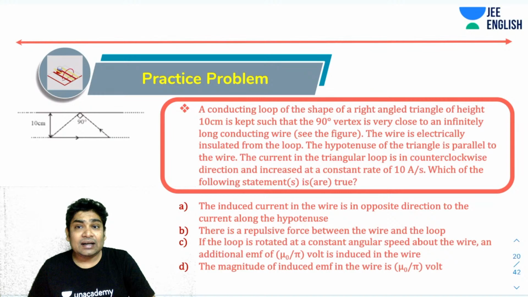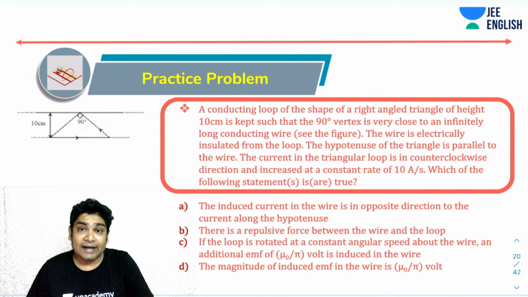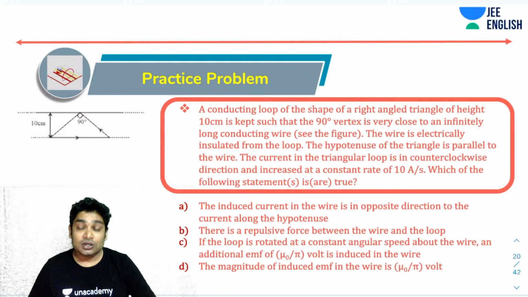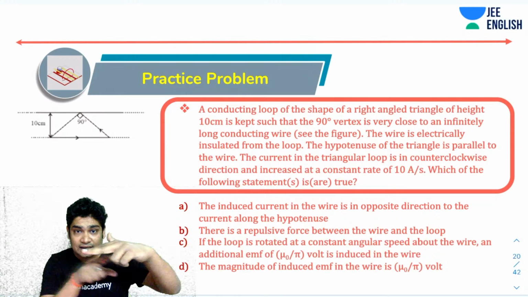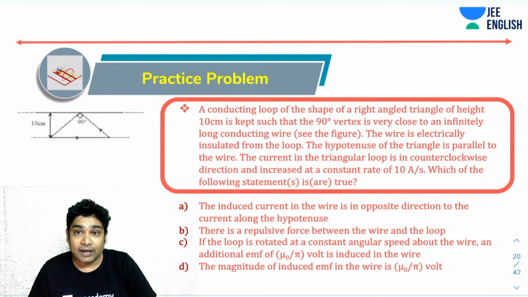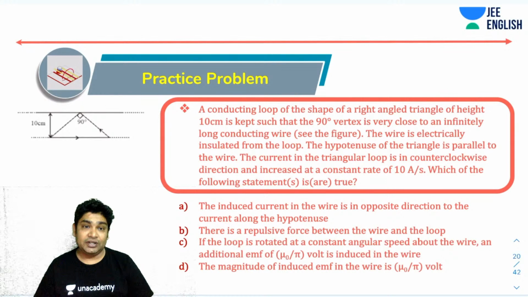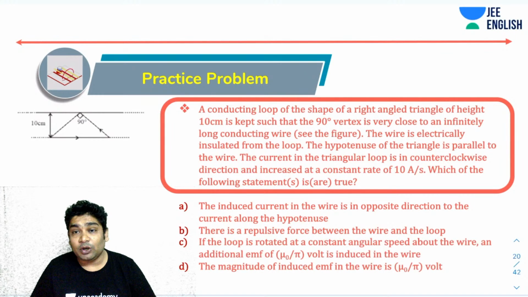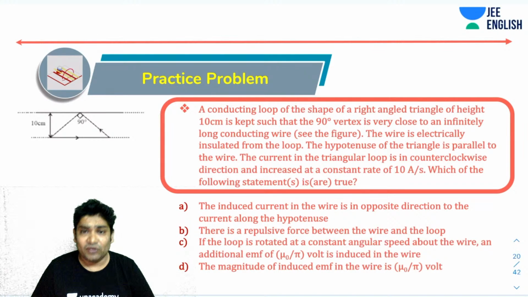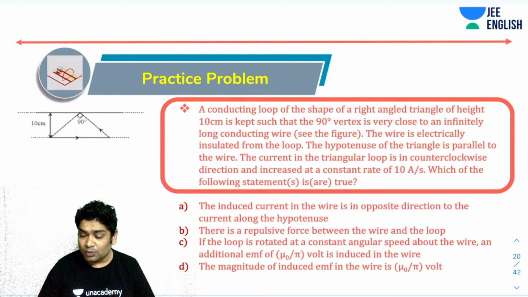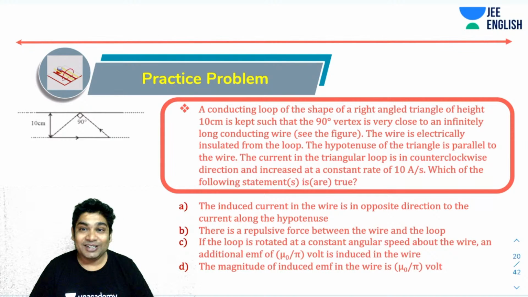You have been told that a conducting loop in the shape of a right angled triangle of height 10 centimeter is kept such that the 90-degree vertex is very close to an infinitely long conducting wire. You can see the figure. There is an infinitely long wire and a right angled isosceles triangle, and the height of the triangle has been given to you. You have been told that the wire is electrically insulated from the loop, which means that when current is sent through this loop, it won't enter the wire. They're not touching each other, so you don't have to worry about that.